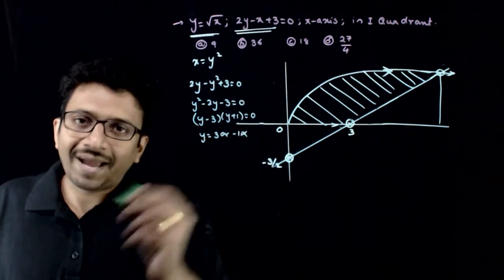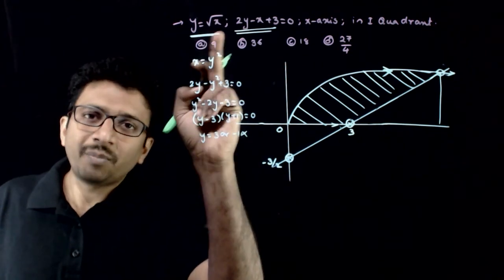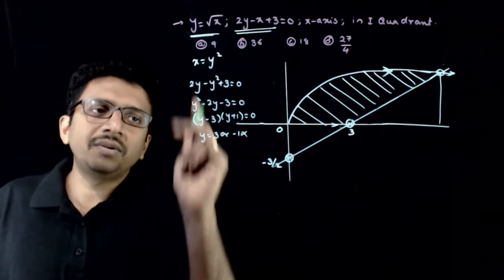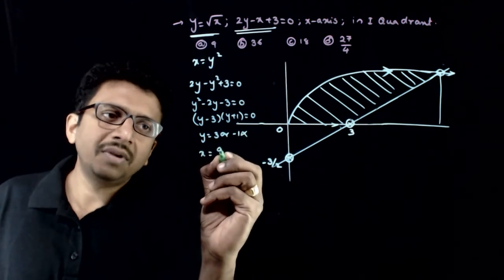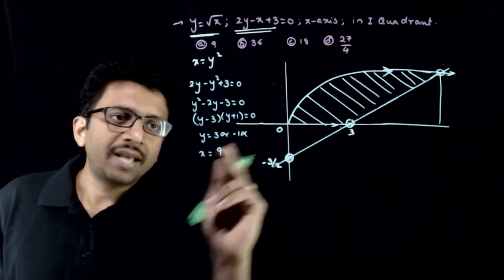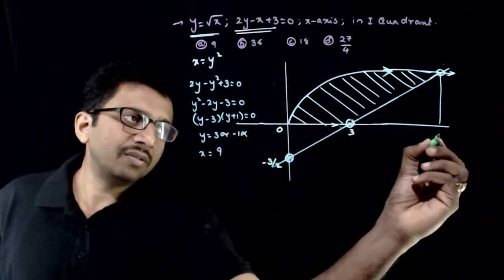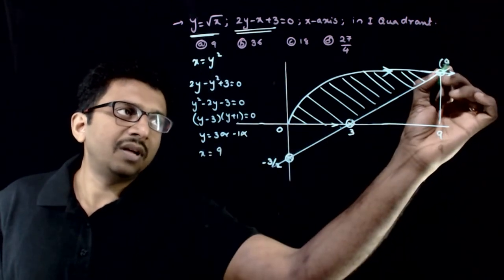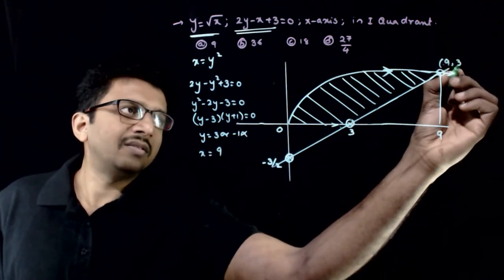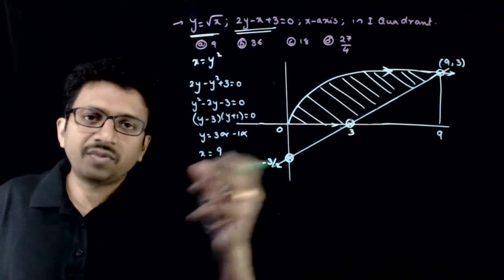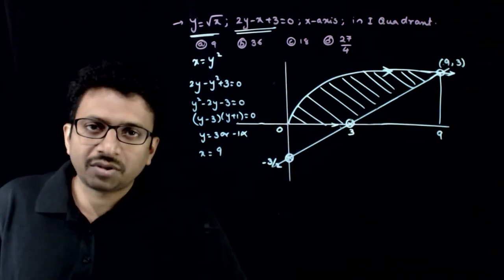So y is equal to minus 1 is not possible because it is the positive square root. So if y is equal to 3, that means x is equal to 9, since x is equal to y square, right? So this point corresponds to (9, 3). Now once we have this, you have all the ingredients required to solve this problem.